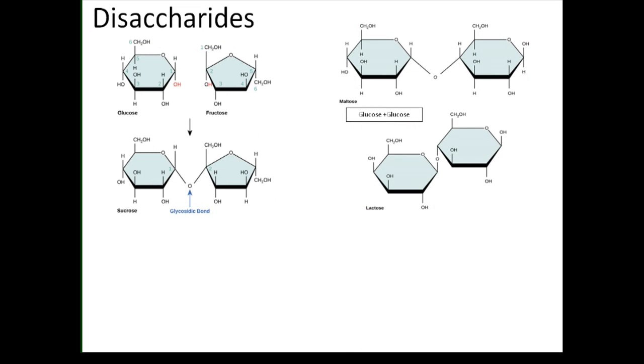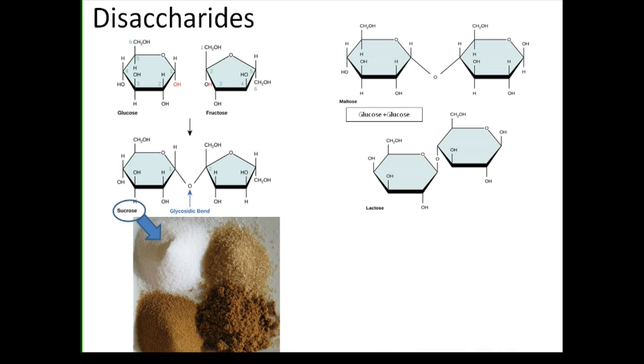Two monomers are going to come together by dehydration synthesis to form what we call a glycosidic linkage. A glycosidic bond or glycosidic linkage is the bond formed between two monosaccharides. Glycosidic linkage is just a fancy name for the bond formed by dehydration synthesis in a carbohydrate.